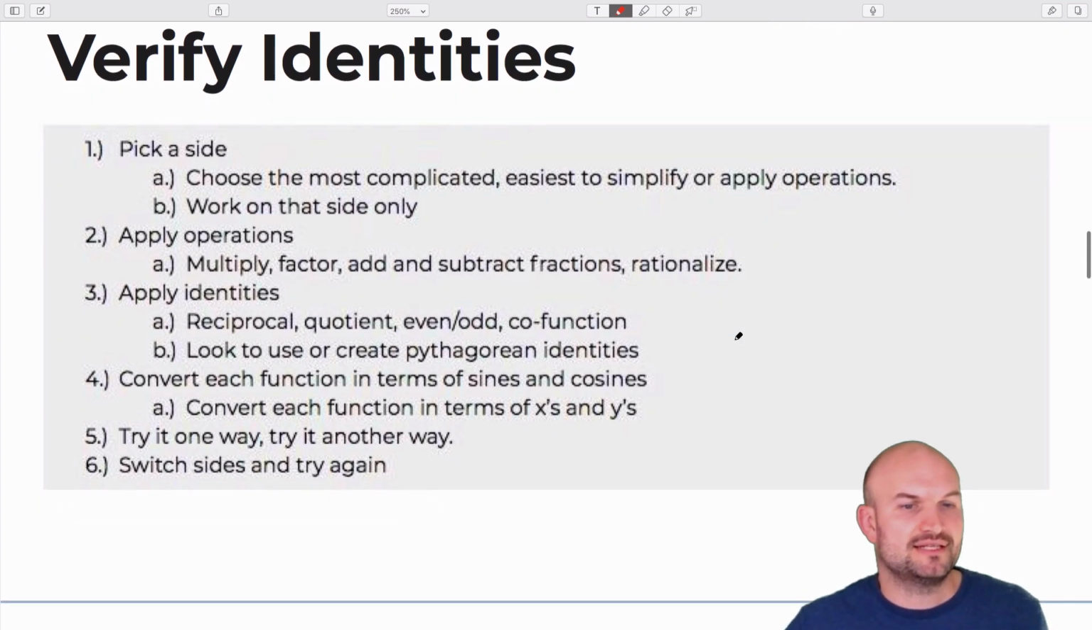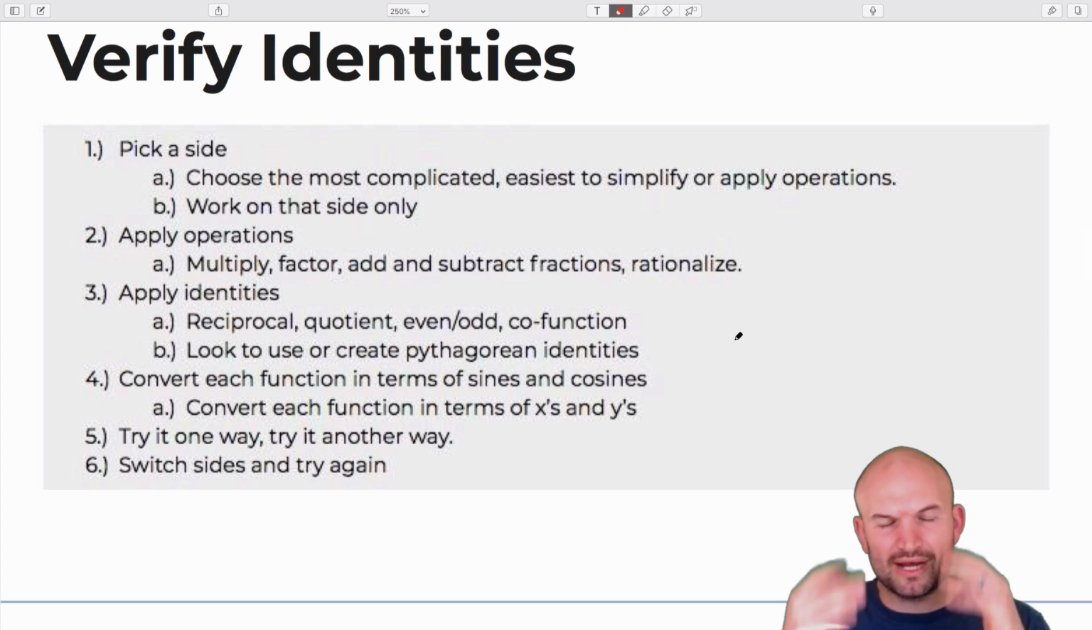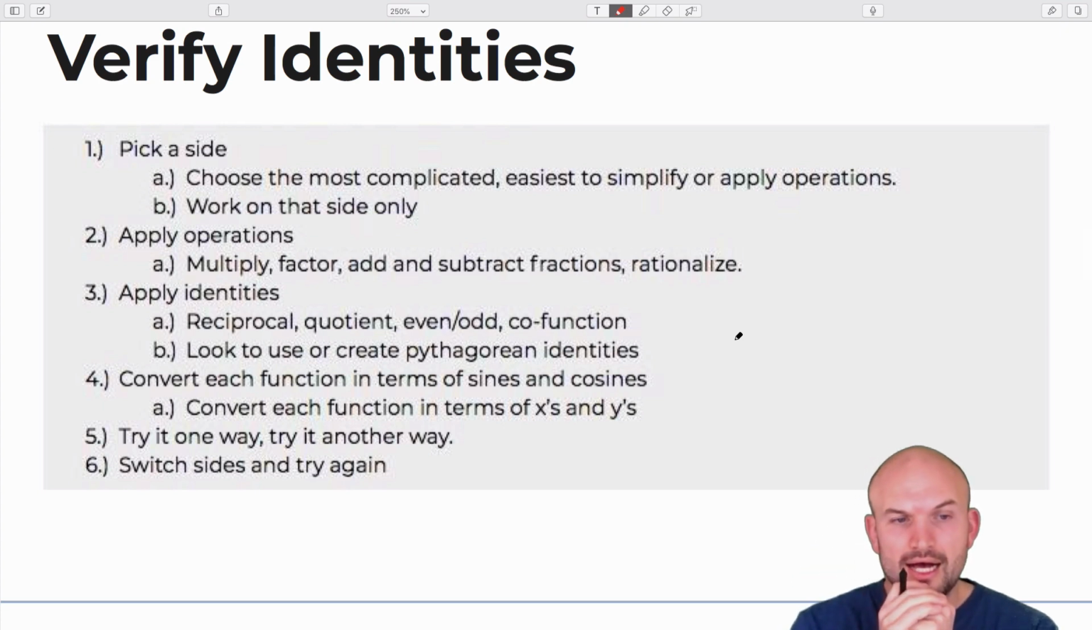One thing that when students get stuck, you're going to be working through these problems and you're not going to understand how to do something. You're going to try it maybe like 3 or 4 different ways. You're going to be really, really confused. My piece of advice is just convert things to sines and cosines.